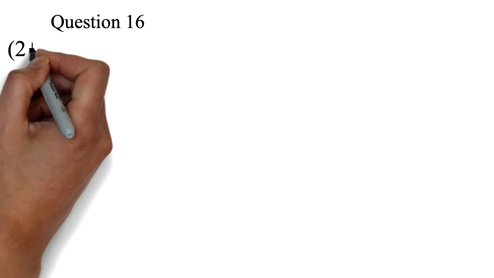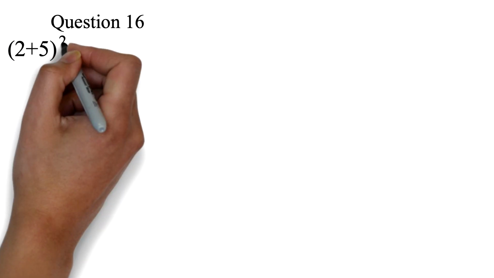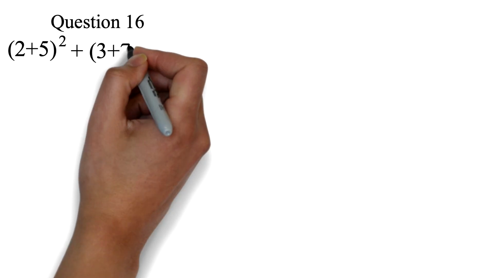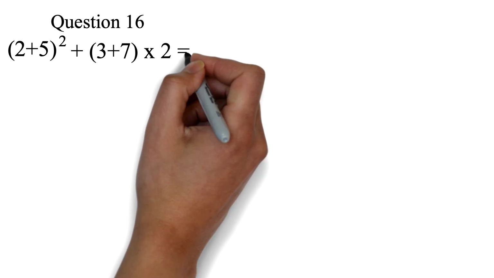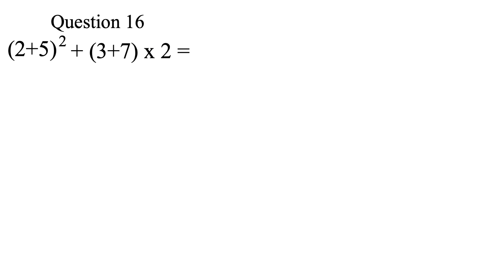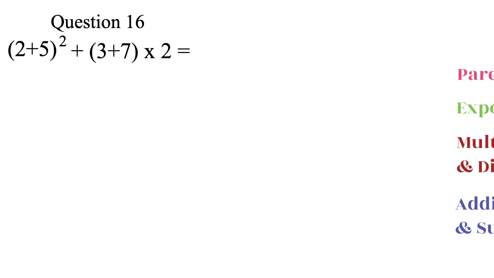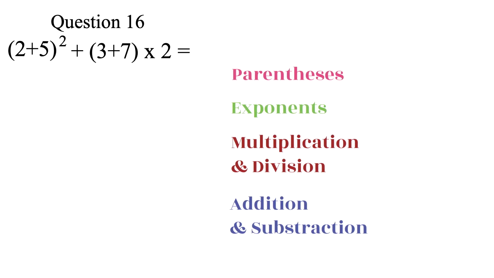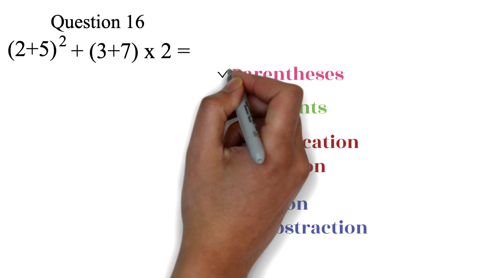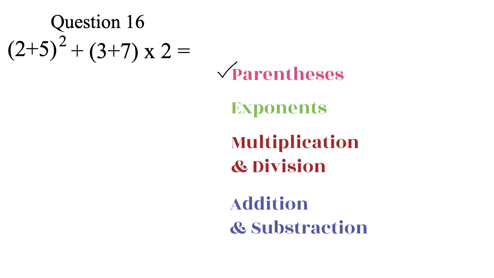Question 16. We are supposed to calculate this without using a calculator. (2 plus 5) squared plus (3 plus 7) times 2 equals. You can pause and try it. Let's bring the order of operations. Here, we have 2 parentheses. We have to do both of them first, or you can also do one first and the other next. I'll work on them both.